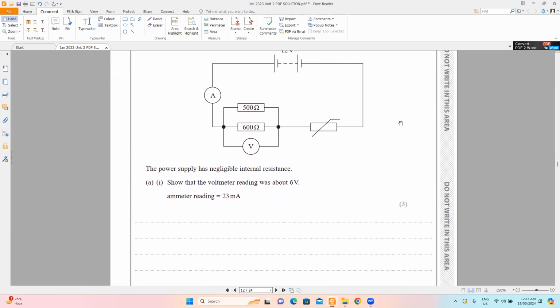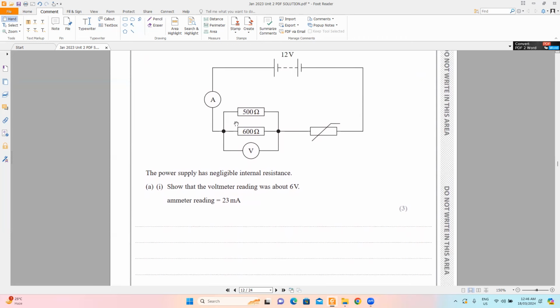So when you look at a question like this, the very first thing you have to do is find out the total resistance in the parallel circuit. So the total resistance of the parallel combination would be 1 by 500 plus 1 by 600 and 1 by the third resistance. So here I have the total resistance in the parallel branch.